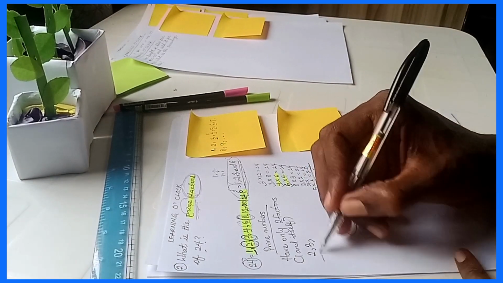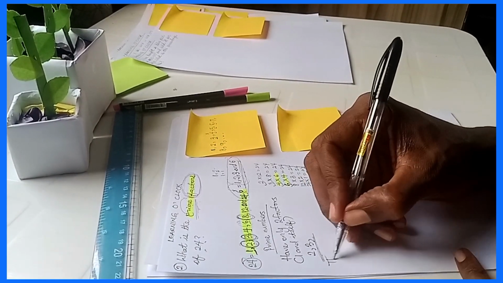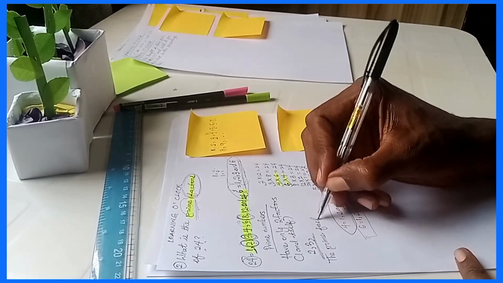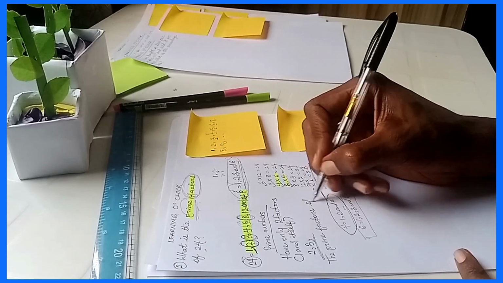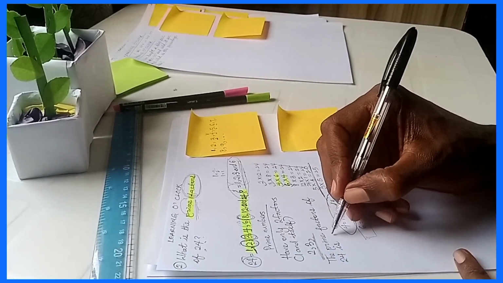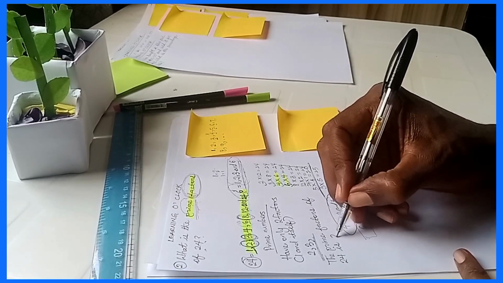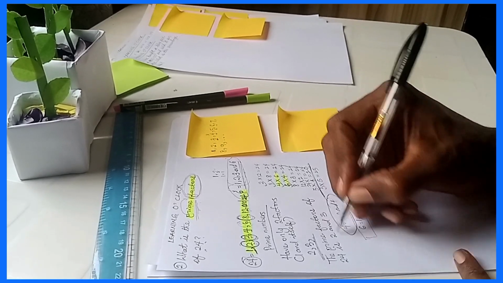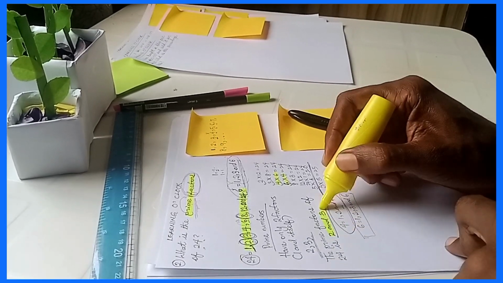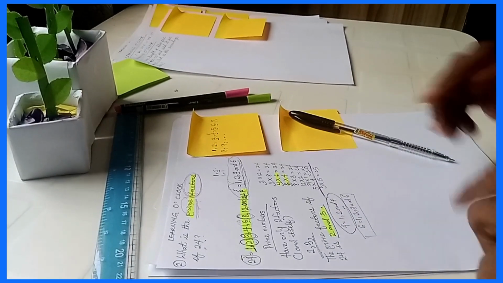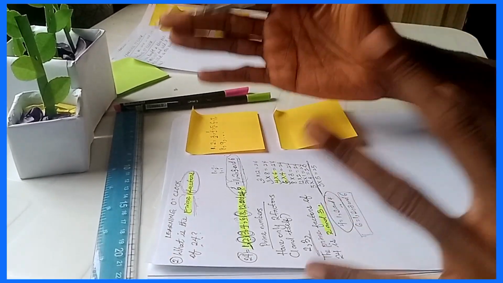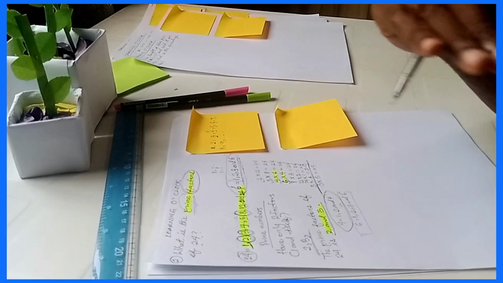So that gets us to this. The prime factors of 24 are simply 2 and 3. Those are the prime factors of it. Take note, factors are numbers that can divide a number without a remainder.